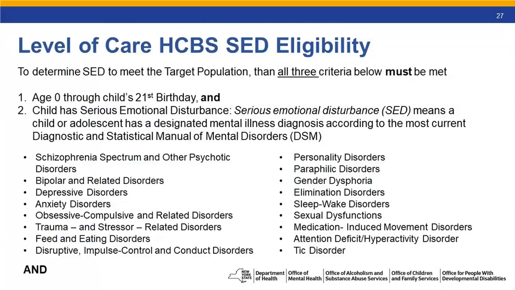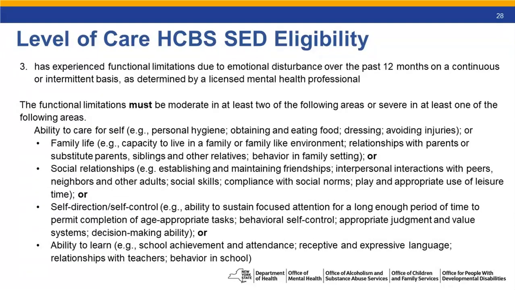The other thing is that the child has to have a serious emotional disturbance. That means, from the DSM, they need a mental illness diagnosis, and here's a list of those categories of diagnoses. This alone does not make them eligible for SED. The third prong of SED is that they have to experience a functional limitation due to the emotional disturbance over the past 12 months, on a continuous or intermittent basis, as determined by the licensed mental health professional. Outlined here are the 4 areas in which they need to be assessed on whether they meet this functional limitation, either moderately or severely.